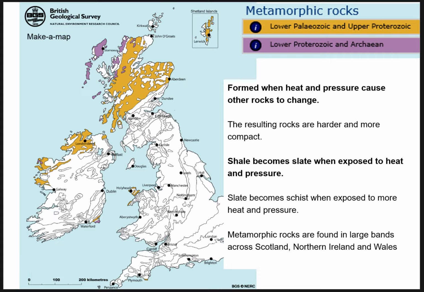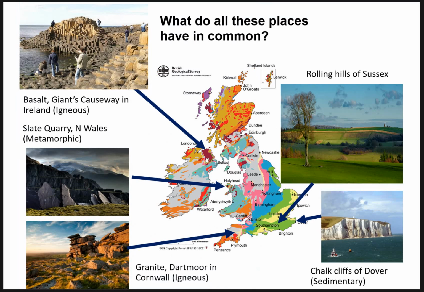Schist is slightly different. It contains larger crystals and also splits into layers, but both these rocks are resistant to erosion. So once again, they are commonly found in the upland landscapes. So you've started to notice the themes. Hard rocks usually survive, softer rocks wear away.